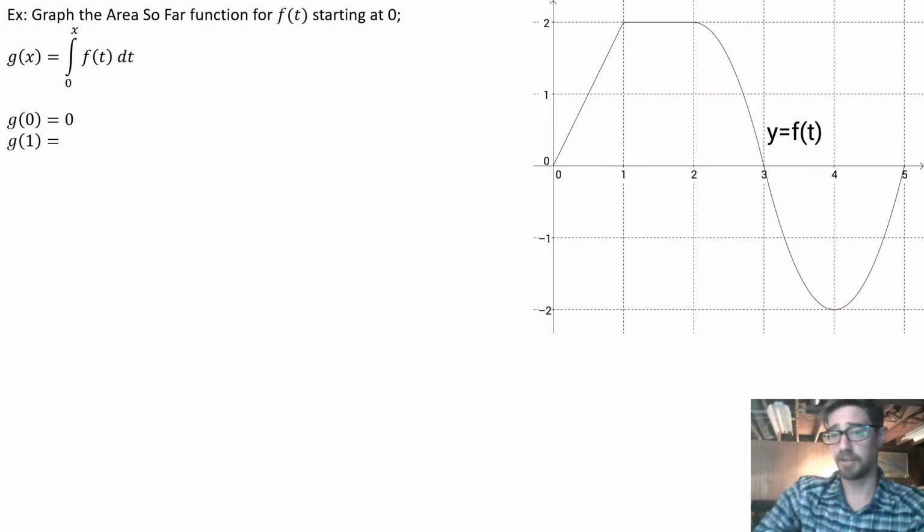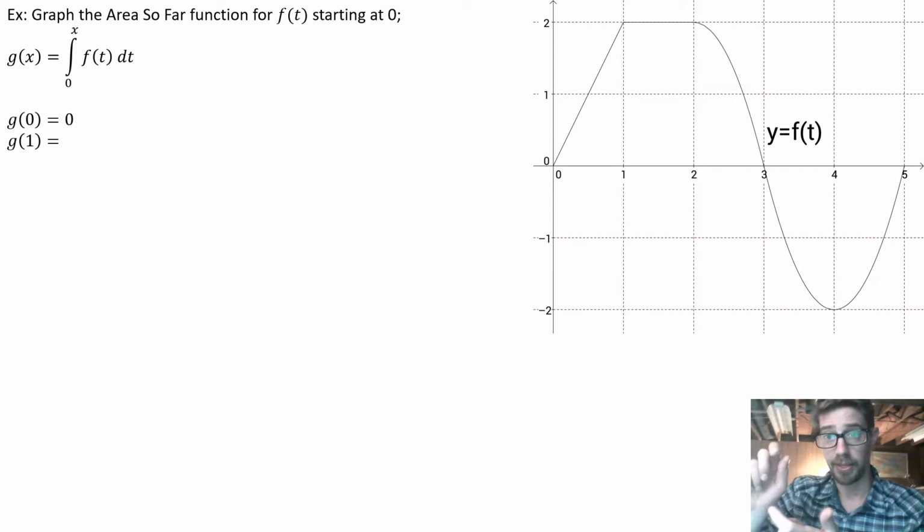So now we have to think. G of 1, so remember what that is. It's the area between 0 and 1 under that curve. So it's that triangle, right? I'm not shading it, but picture that area from 0 to 1. So it's literally just the area of that first triangle, right?